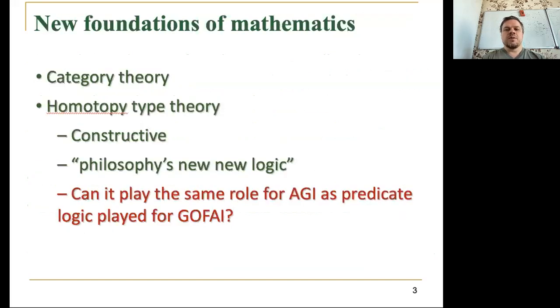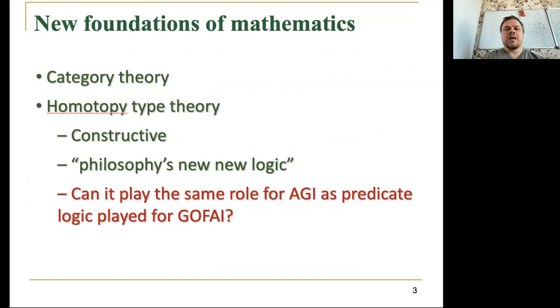At the same time, there are novel candidates for foundations of mathematics, and the question naturally arises whether these novel foundations can play the same role for AGI which classical foundations played for good old-fashioned AI. There are two major candidates, category theory and homotopy type theory, which both have already played a considerable role in the design of modern programming languages.